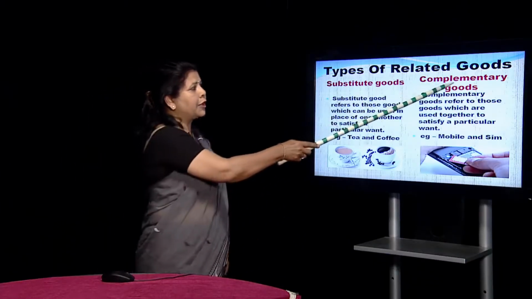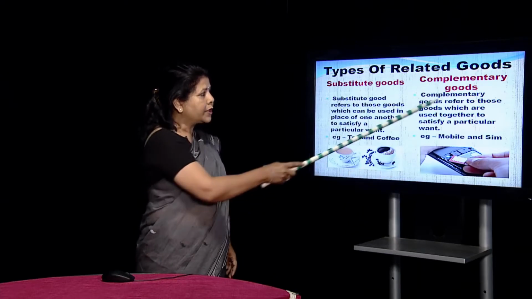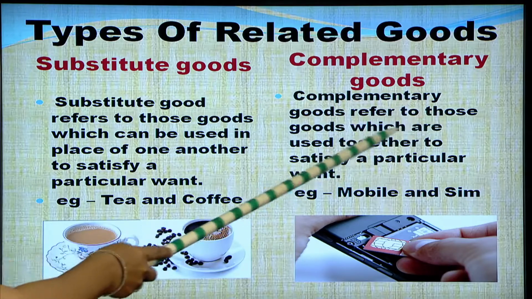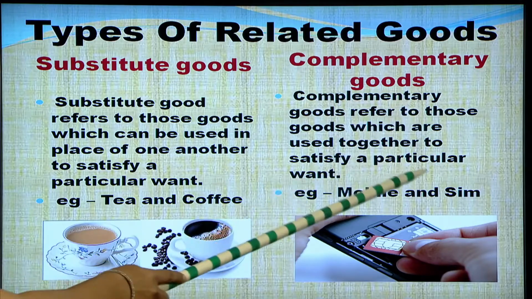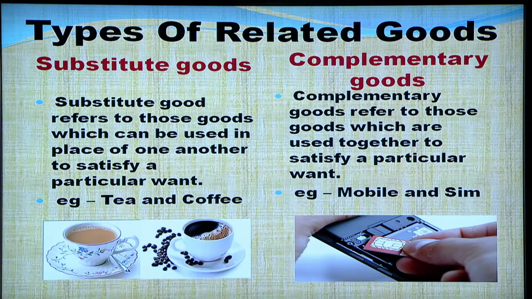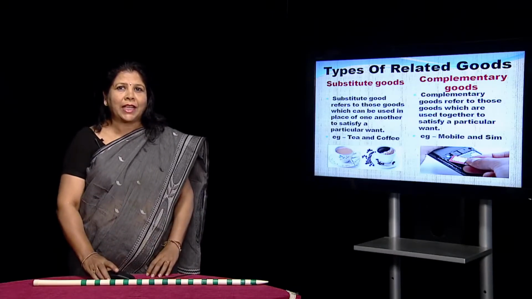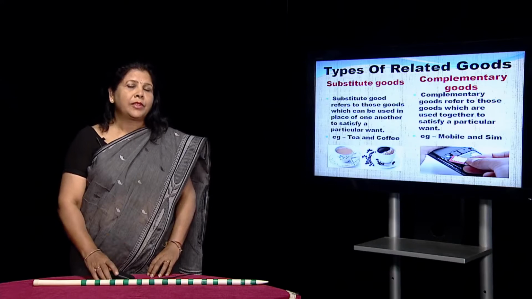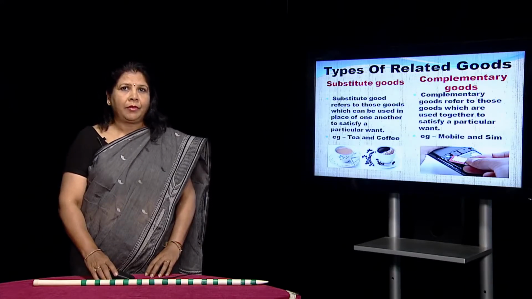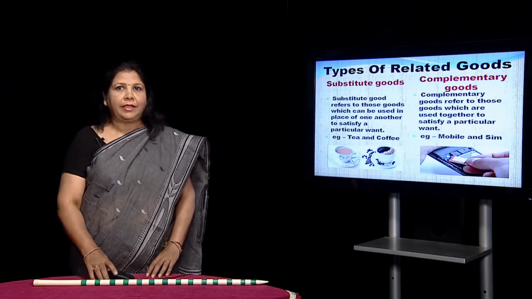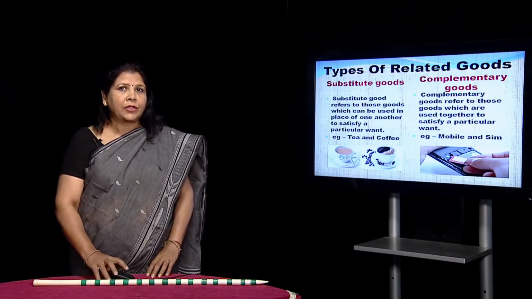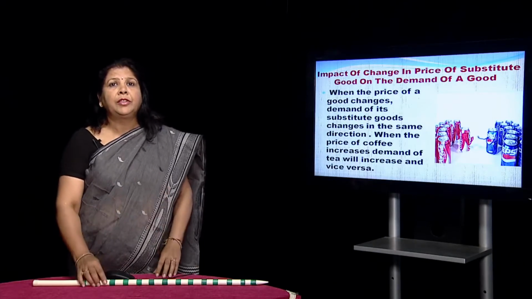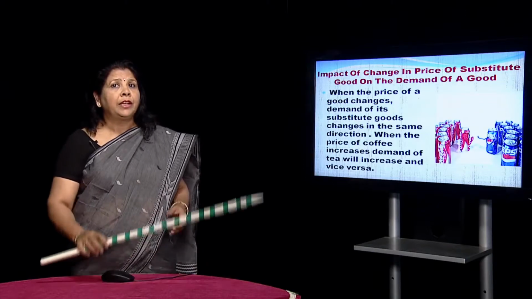Let us now move on to complementary goods. What are complementary goods? Complementary goods refer to those goods which are used together to satisfy a particular want. You have it right: your most important gadget these days, the mobile phone and the SIM. There are other examples also, car and petrol or car and diesel, and pen and refill and so on. Let us now understand how they are able to affect the demand for the commodity.